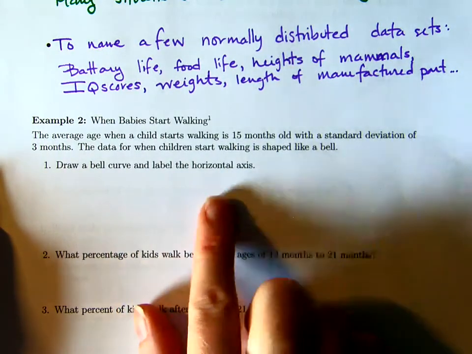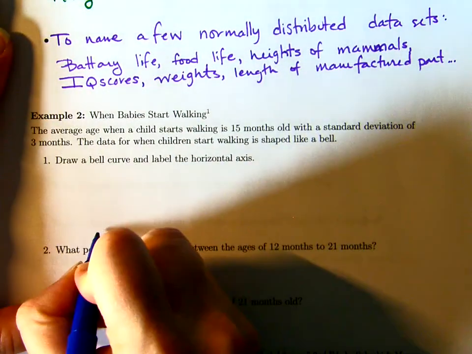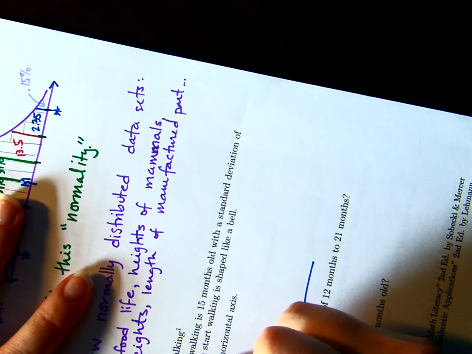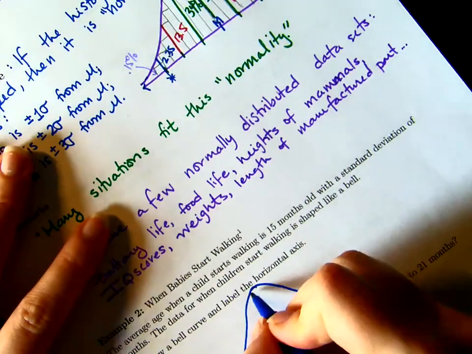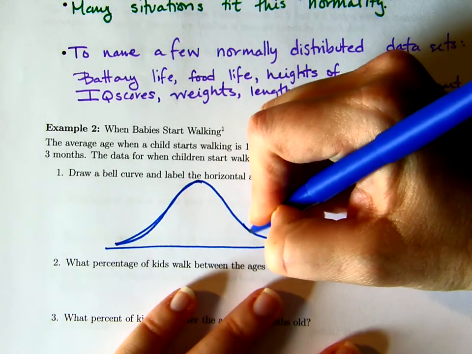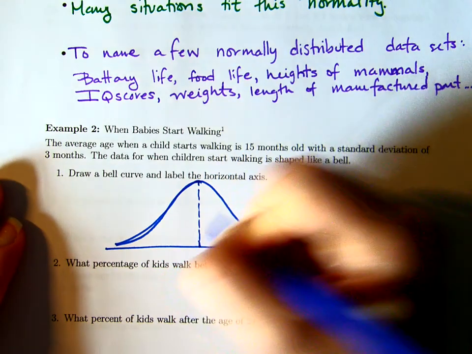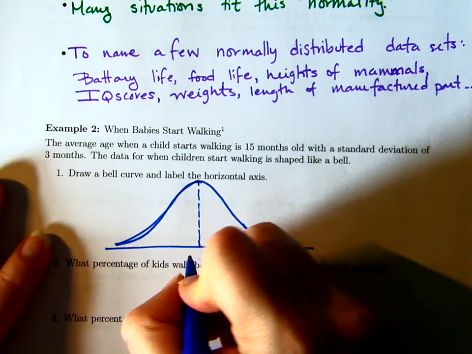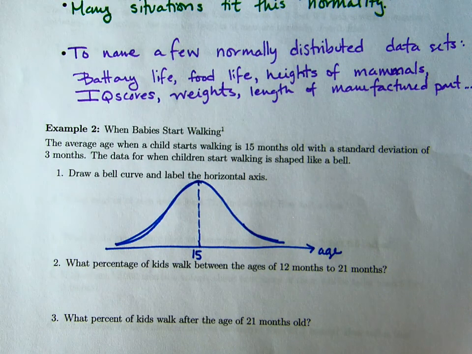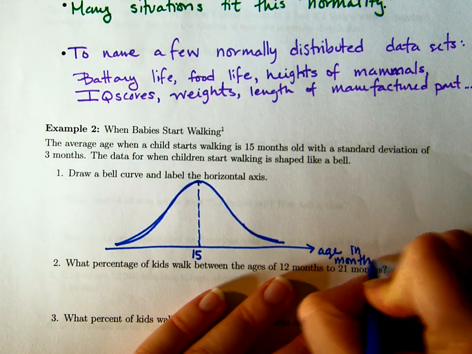Draw a bell curve and label the axis. Okay, here we go. My bell does not look perfectly symmetrical, but it is what it is. And right down the middle is the average. The average is 15. So this would be age of kiddo. 15 months old. So age in months. Let's put that there.